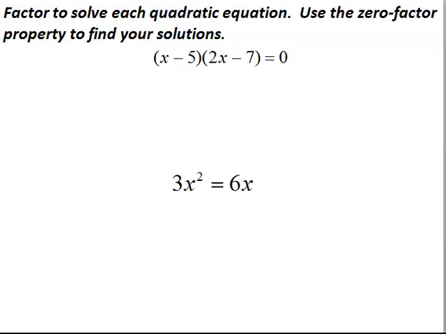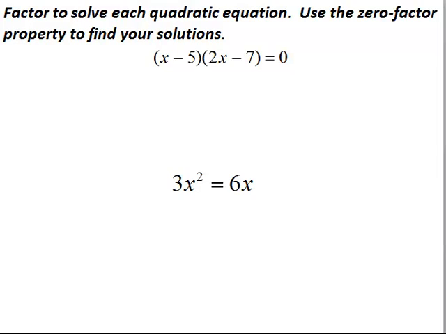We're asked to factor to solve each quadratic equation, and here we're going to use the zero factor property to find our solutions. Well, we see here in the first one that it's already been factored for us. So using the zero factor property, or as I like to call it, the principle of zero products, we have these two items being multiplied and they equal 0.